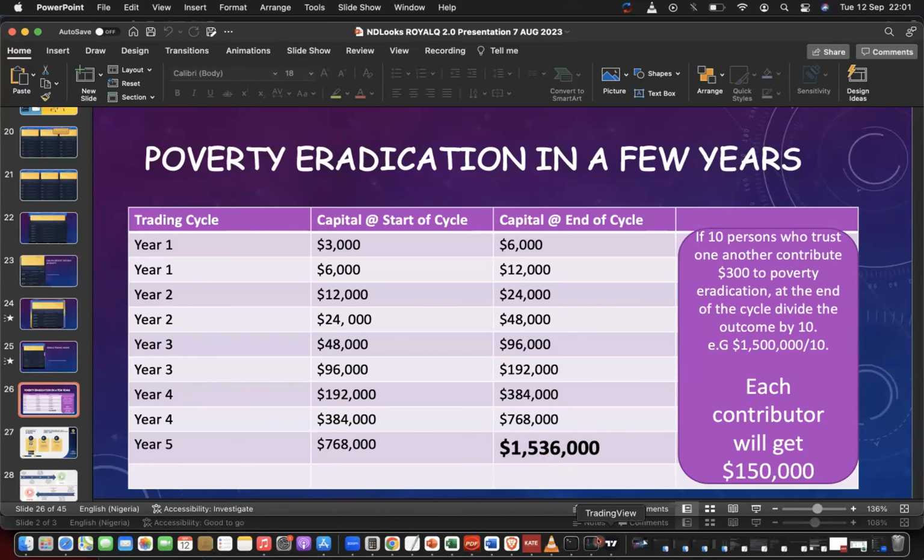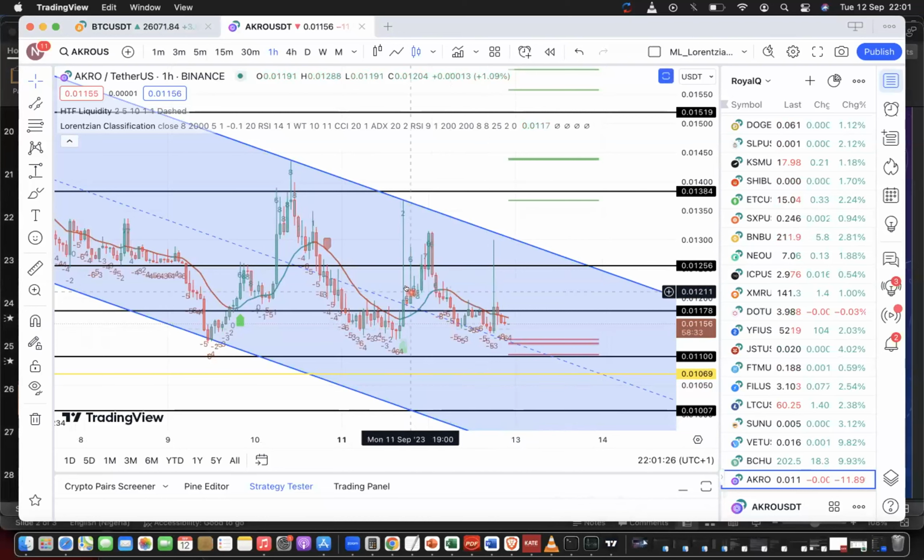But let me go back to the charts now and tell the team our analysis for the autopilot. So here's our trading method. We have an indicator, Lorentzian classification. Look at this: the price touched the parallel channel. The moment it touched the parallel channel, you know that there's a possibility it will start going back.